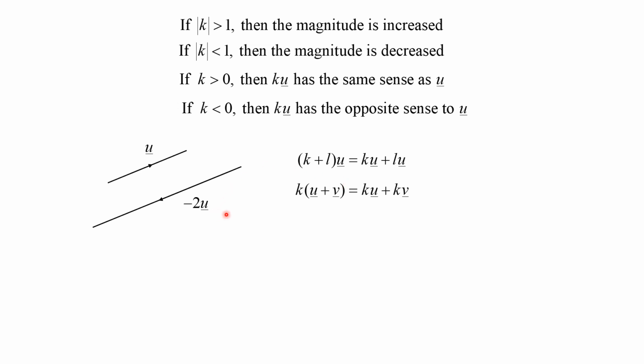Same goes with if K is multiplied with U plus V. You can individually multiply the scalar K with U and add it with multiplying K with the individual vector V. When you rearrange it, it should be the same result.